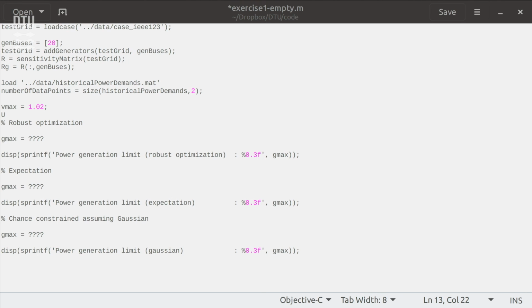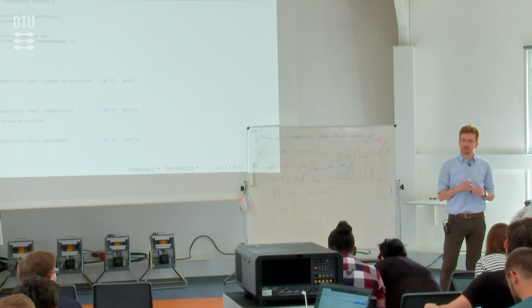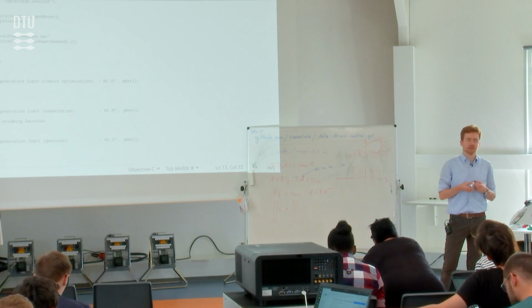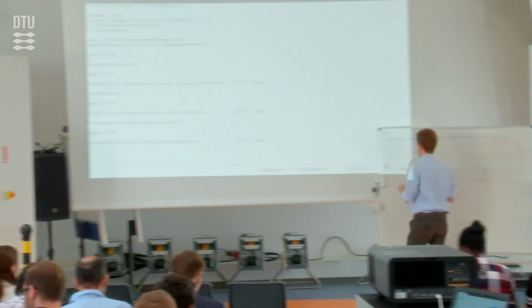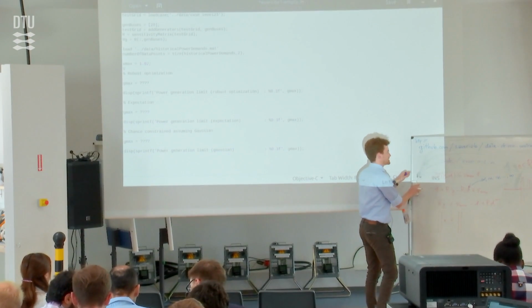So just to see if you are on the right track, the robust optimization one. If you only assume that the power demand is positive numbers, so you don't use the data at all, you just do the worst case for 0 demand. That's around 1.4 megawatts of maximum active power injected. Okay, about. So if you write the correct number, it means you have done it.